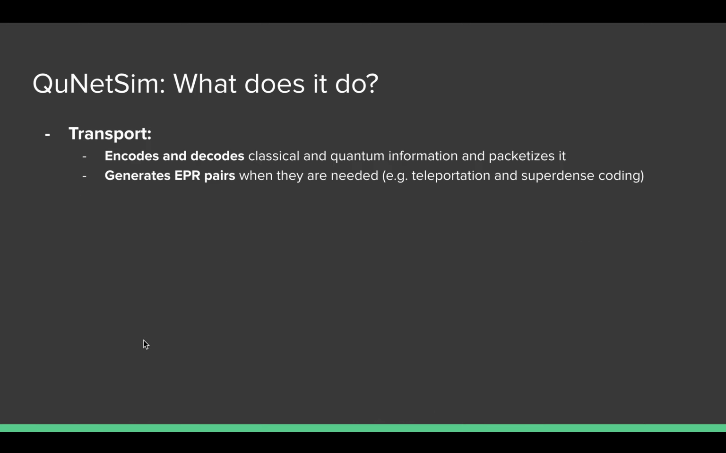So the next layer is the transport layer. You can see we're using this internet stack. The transport layer is responsible for encoding and decoding classical and quantum information. So it turns it into packets. This makes it a little easier for us because we can add packet header information, and then we know exactly how to manipulate and decode quantum or classical messages, even though they're using the same methods to be routed, by default at least.